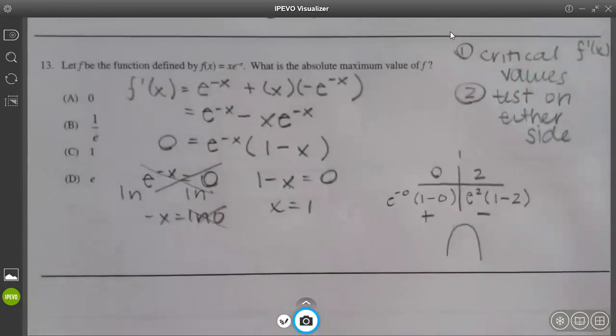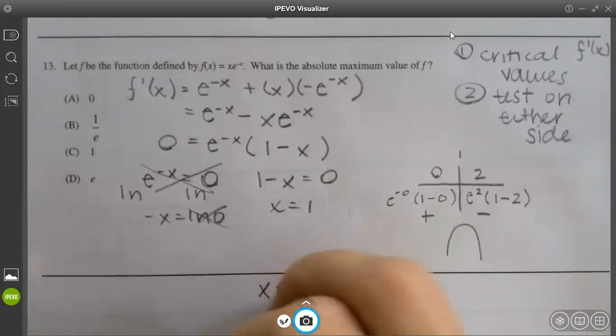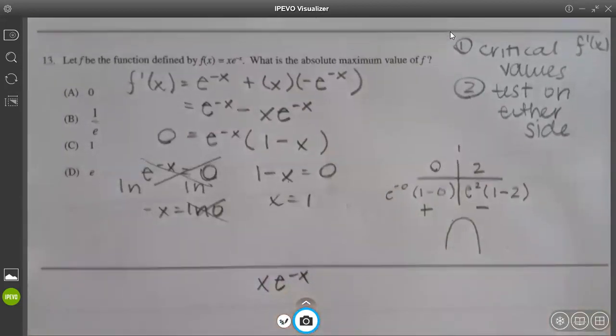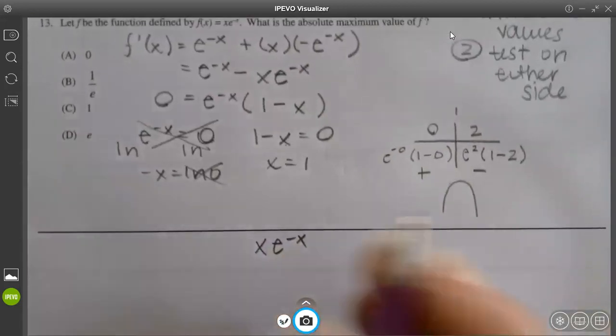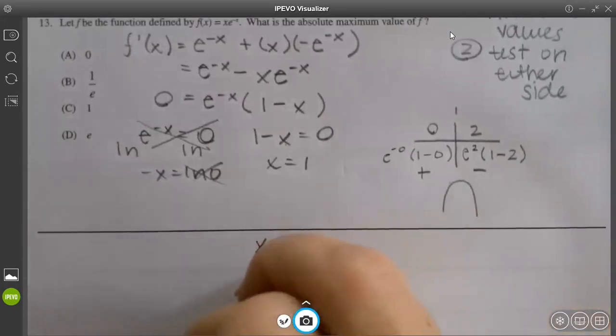Do we choose one? No. So how many of you chose 1? So that's your x value. They want the y value. Yes, so they want the maximum value. Okay, maximum value. So we're going to plug it in. You plug it into the very beginning where it's x e to the negative x. Your x that we found was 1.